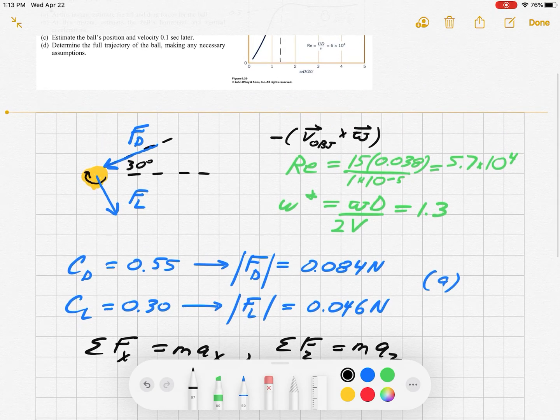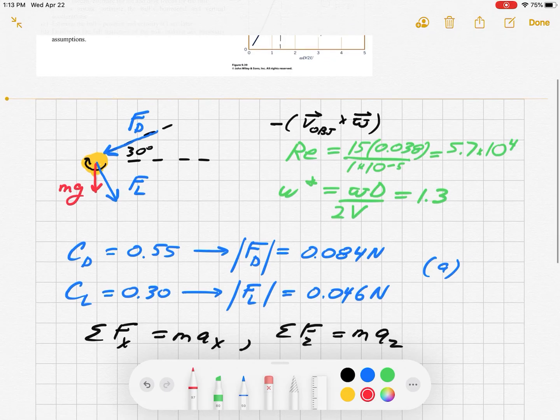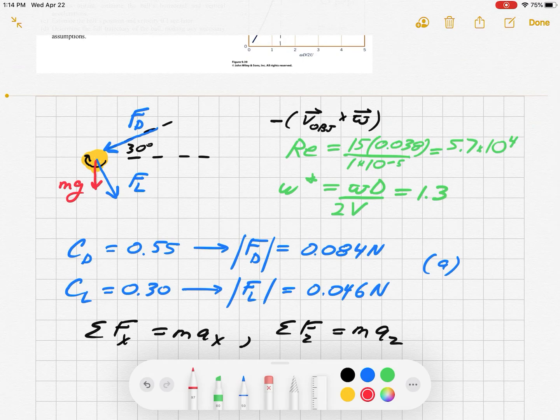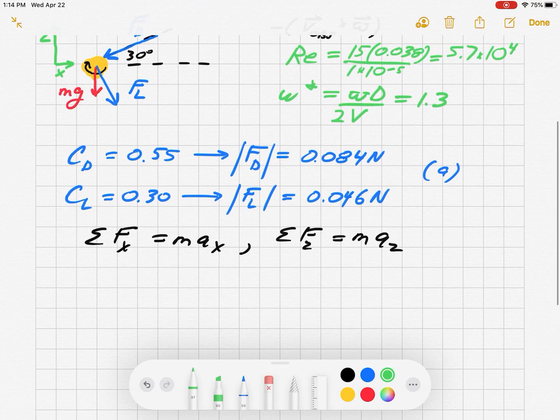And so I've drawn in the drag and the lift forces. The one force I didn't draw in is gravity, which is, of course, going to act straight down and be of magnitude mg. Those are the three forces acting on the ball, and now what we need to do is break those forces into their x and z components using trigonometry. Just to be crystal clear here, I am calling z positive upward and x positive toward the left.